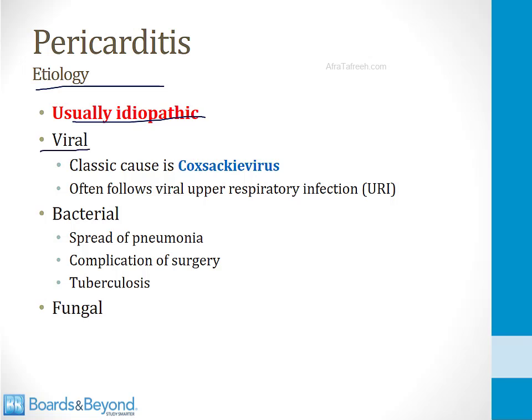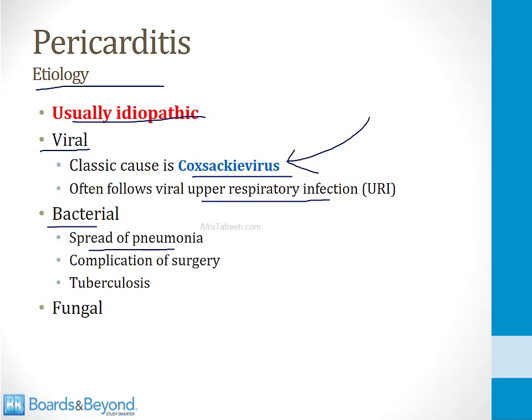The classic virus to cause this is Coxsackie virus. Often the pericarditis follows an upper respiratory tract infection, so the patient has a cough and a sore throat, and a week or two later develops pericarditis. That's a classic history of a patient with viral pericarditis, most likely from Coxsackie virus. Bacterial pericarditis can occur. This can be due to spread of pneumonia to the pericardium.